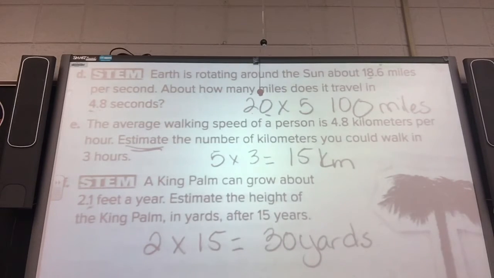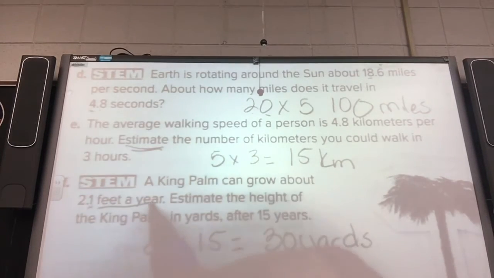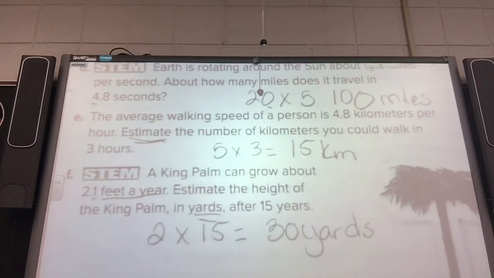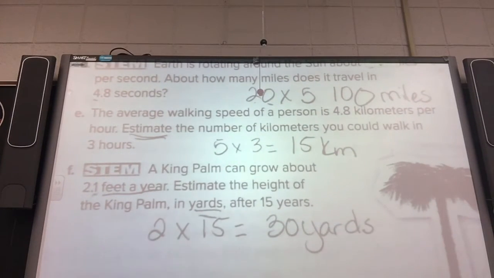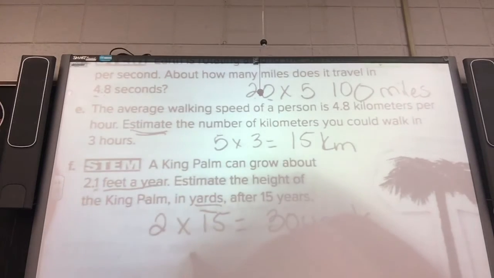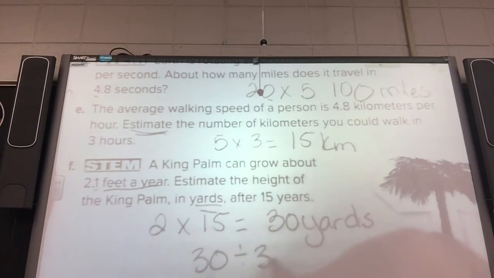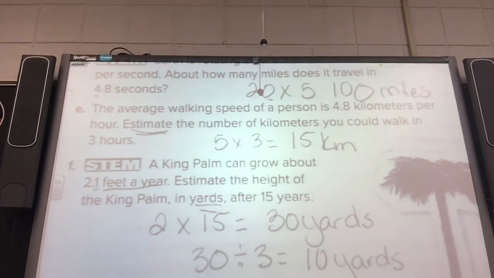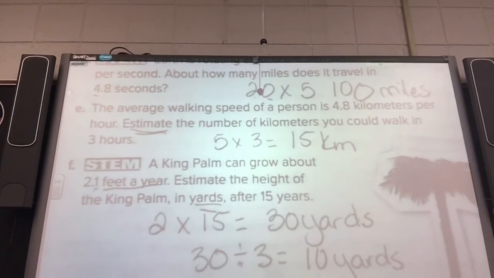Now, you would think you'd be done here, but notice that this says feet, but it ends in yards. So we aren't quite done with this problem, because now we have to take these yards and convert them into feet. Does anyone know how many feet are in a yard? 3. So if you take 30, divide it by 3, you would get 10 yards. 10 yards.